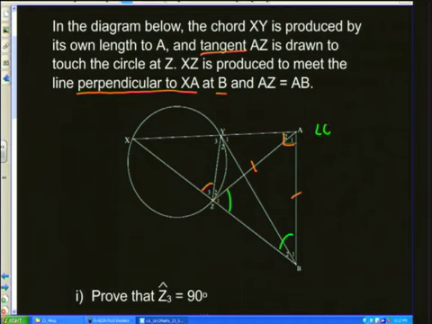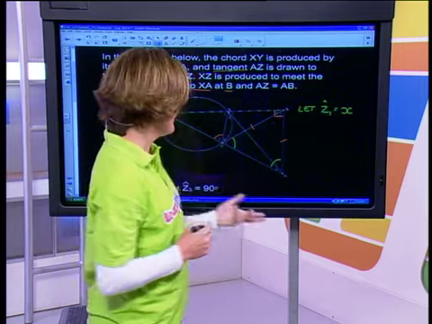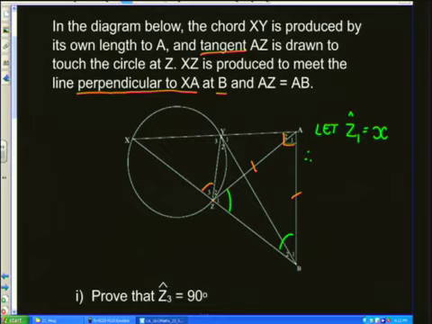We're going to say let angle Z1 equal x. Okay, please make note that if you do call something x of yourself, you need to tell your teacher what it is that you're starting with. So please make that statement. Let whatever it is equal x. Therefore, we're going to be able to say that angle B is also equal to x. Okay, and our reason for that is because we have equal angles opposite equal sides.